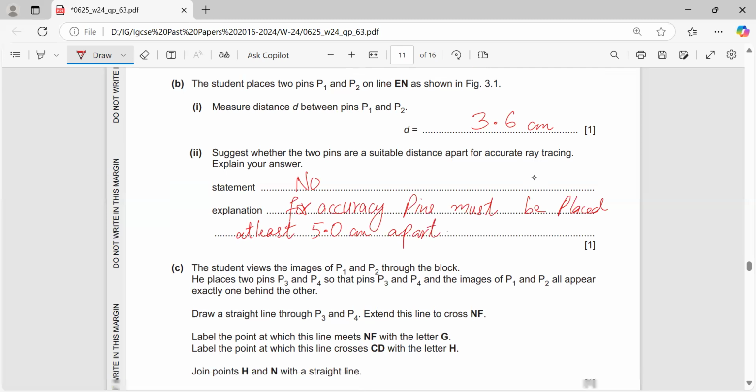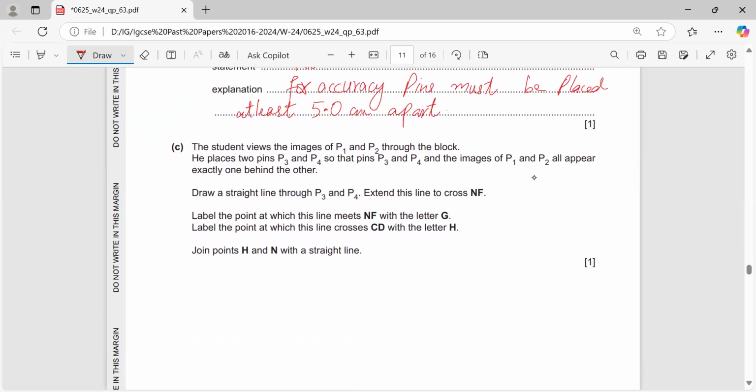Then my dear friends, next: the student views the images of pins P1 and P2 through the block. He places two pins P3 and P4 so that P3 and P4 and the images of P1 and P2 all appear exactly one behind the other if we look from P4. So they are in line. Draw a straight line through P3 and P4. Extend this line to cross NF.